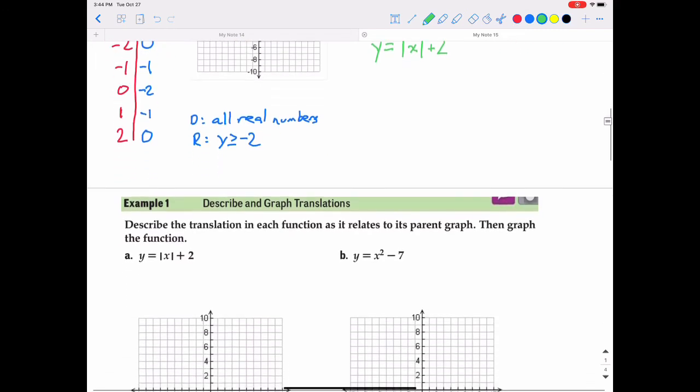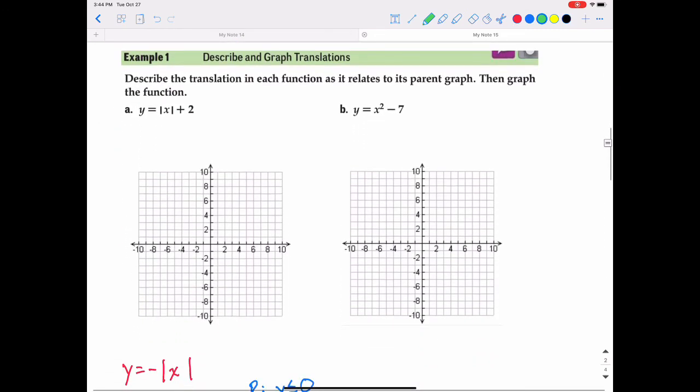So let's do a couple of others. Let's look at example 1. It says describe the translation of each function as it relates to the parent graph, then graph the function. So it's y equals the absolute value of x plus 2. So let's do that one again. I got through just doing it, but let's do it again without seeing the parent function on the graph. So normally the vertex of the parent function is located right at the origin, but since we have a plus 2 outside of the grouping symbols, it is not grouped with the x. That means it is a vertical shift up 2 units.